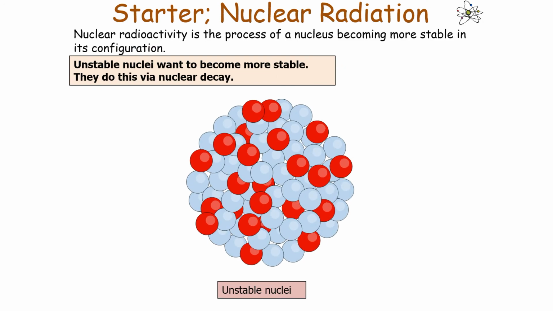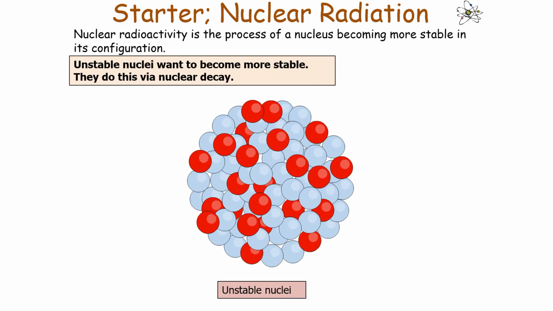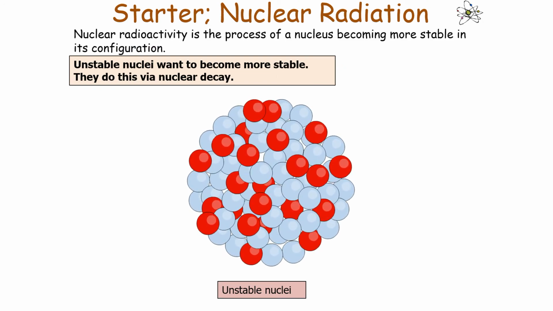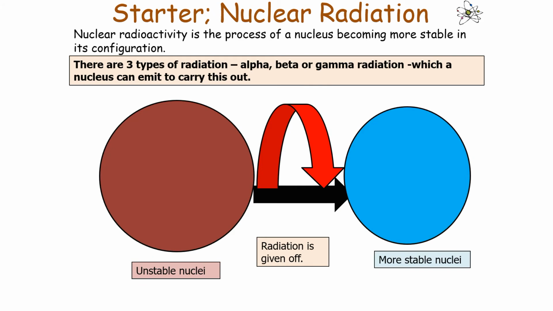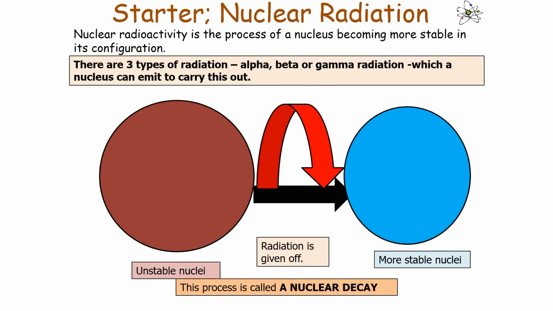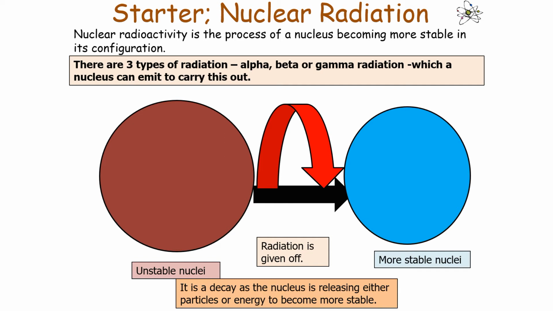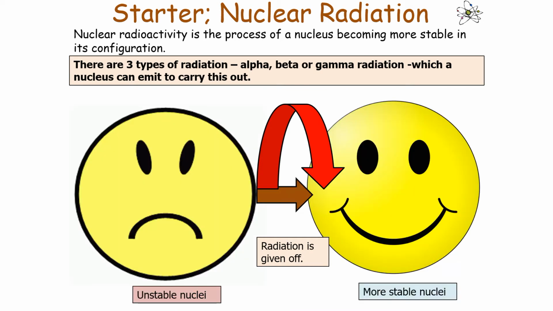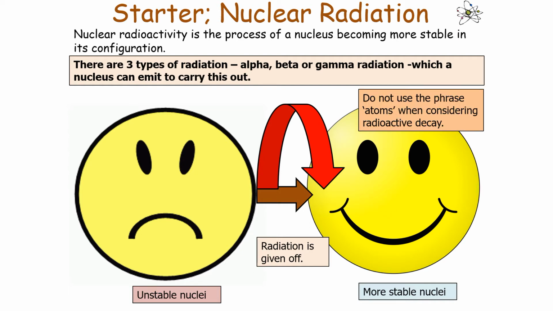So what happens is an unstable nucleus wants to become more stable, and it does this via nuclear decay. To become more stable, it will give off radiation, which we then call a decay. It's a decay as the nucleus is releasing either particles or energy to become more stable. So it's an event that increases nuclear stability. When radiation is given off, the nucleus will become more stable. This process will only involve the nucleus of the atom, so don't use the phrase atom when considering radioactive decay.